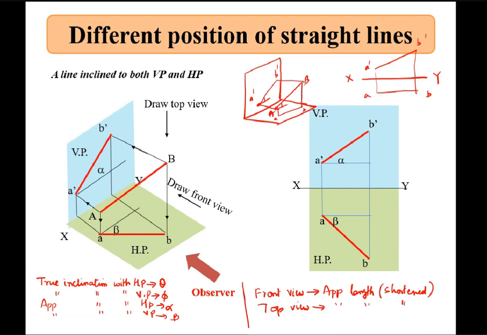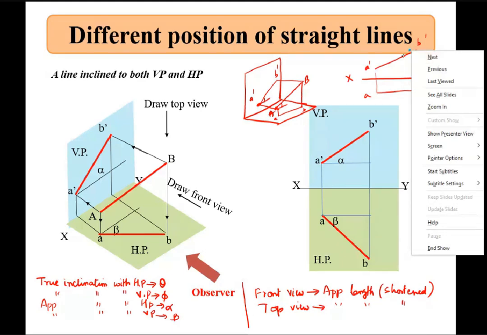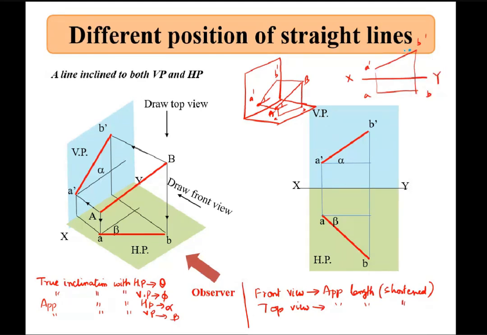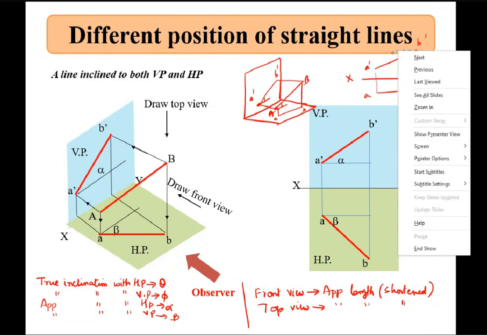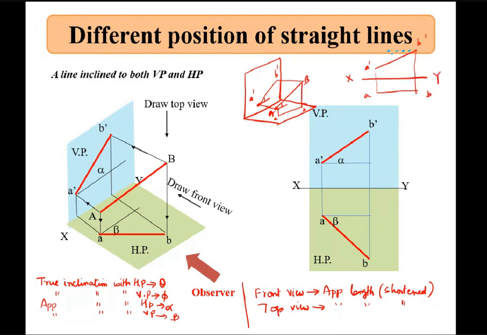So if I do not change the height of B from HP and I start giving this straight line inclination with respect to VP, then what will happen? Point B will move behind this B dash. If I give more inclination with respect to VP, then again this point B will move behind, and again further behind. And all these B dash points will lie on a straight line like this. Is it clear or not?